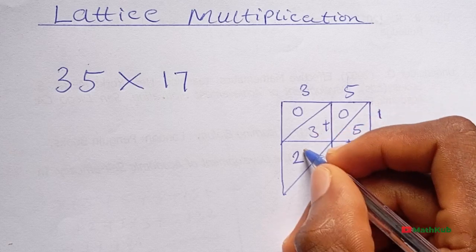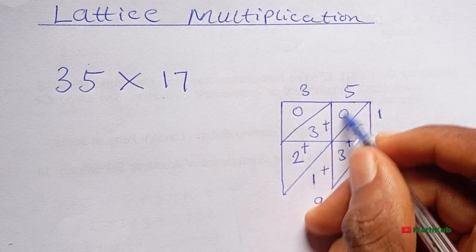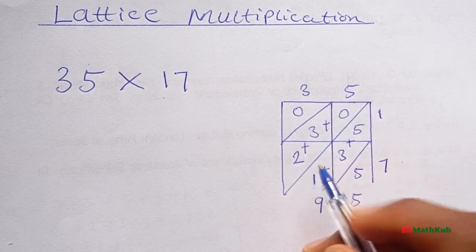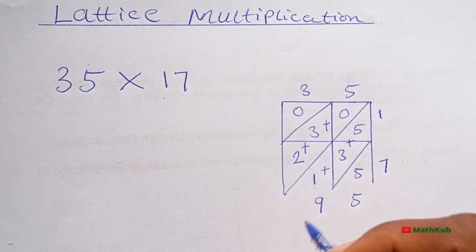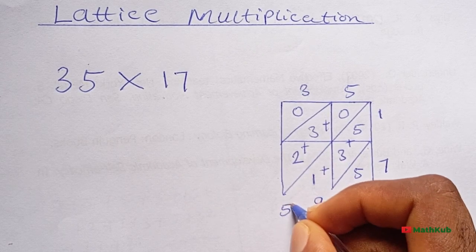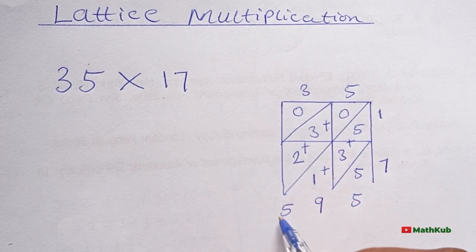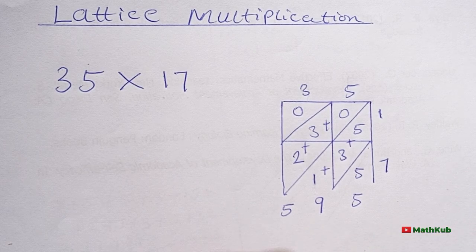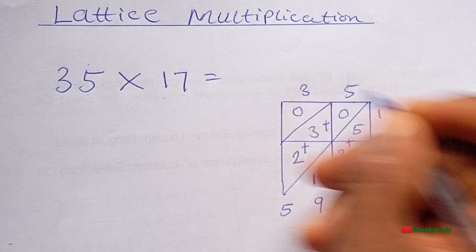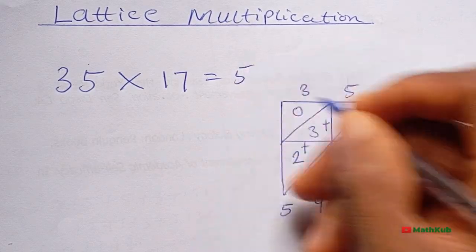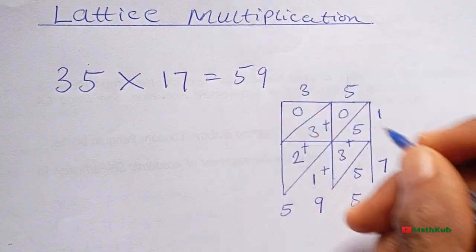0 plus 3 plus 2. Then 0 plus 3 is 3. Now 3 plus 2 is 5. This is 0. There is nothing here. So the answer now is 595.